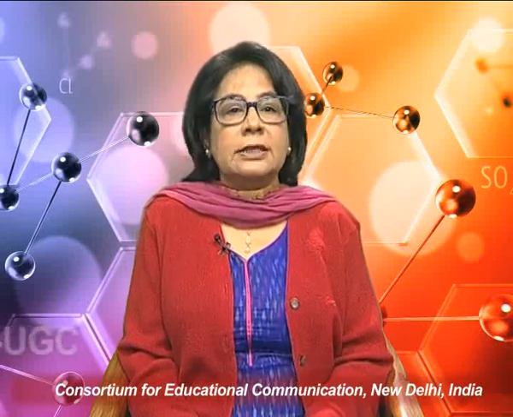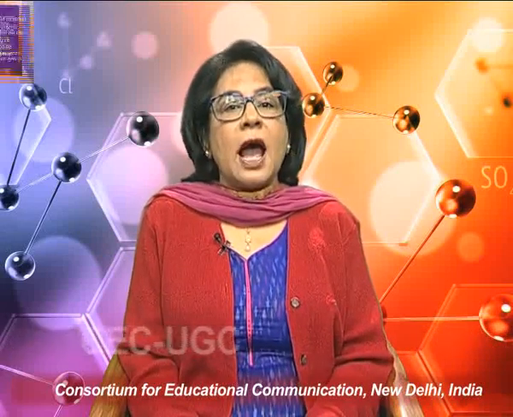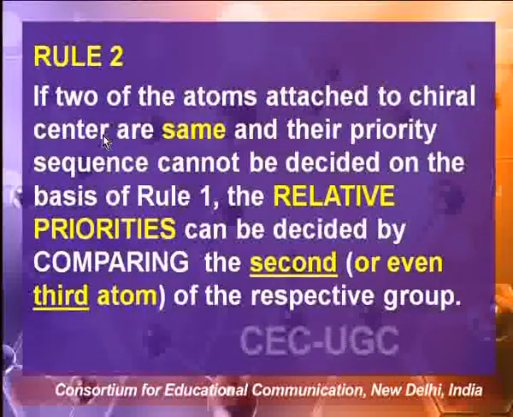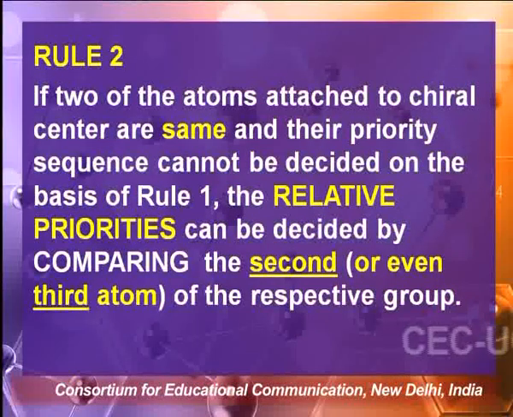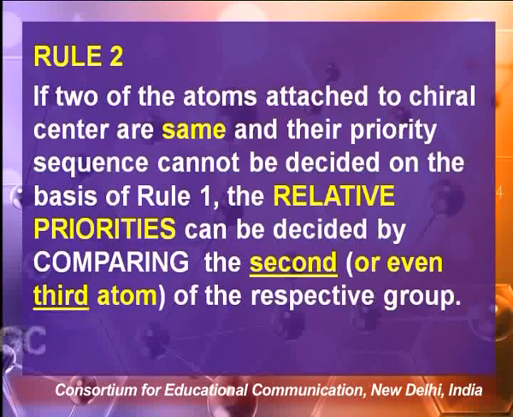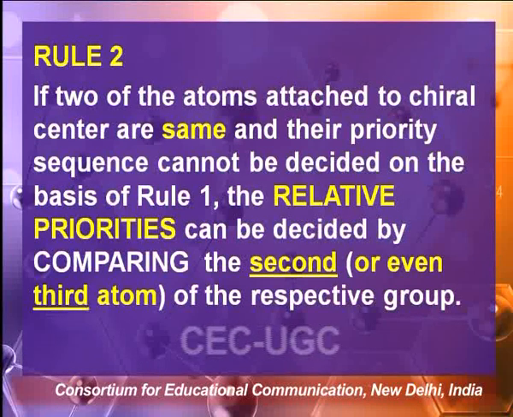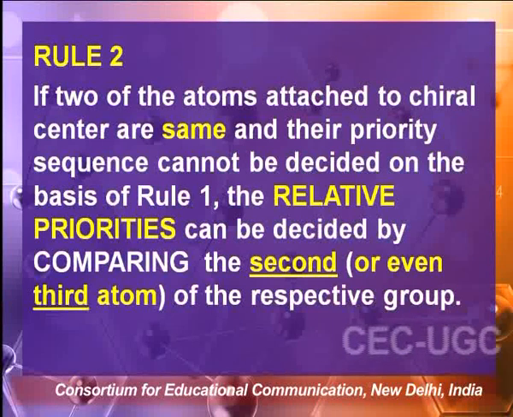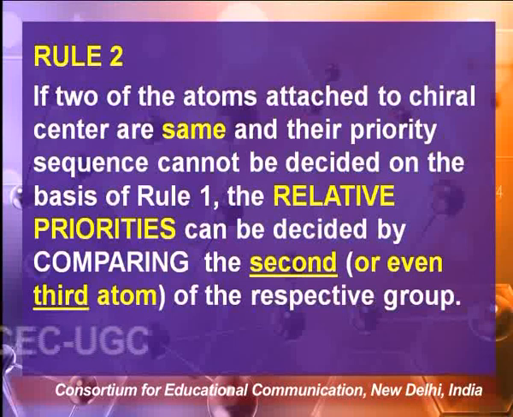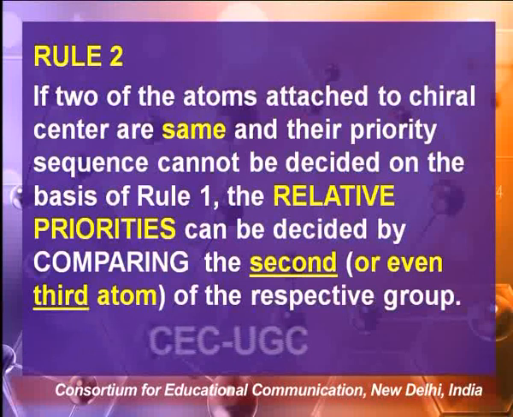So rule number 2 says, if 2 of the atoms attached to the chiral center are the same and their priority sequence cannot be decided on the basis of rule 1, the relative priorities can be decided by comparing the second or even third or fourth atom of the respective group. So we will keep on comparing from atom to atom till we reach a point of difference.